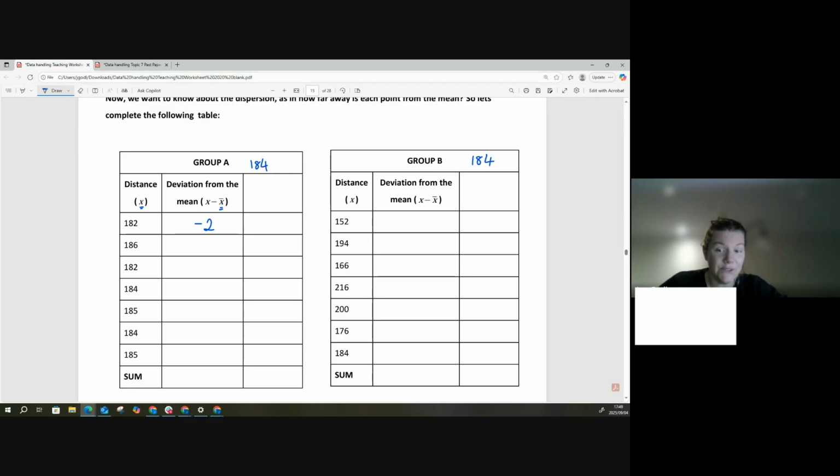Do you feel comfortable to fill in these tables quick? Cool. Keep them going. Then do the deviation of the mean for group B.